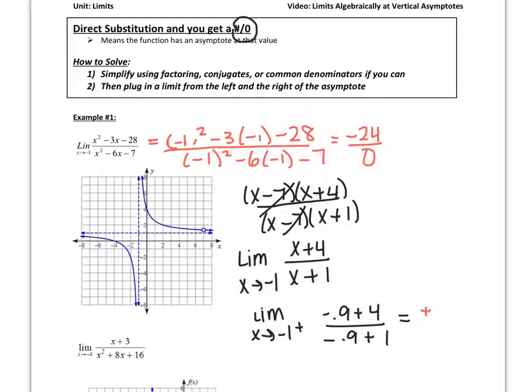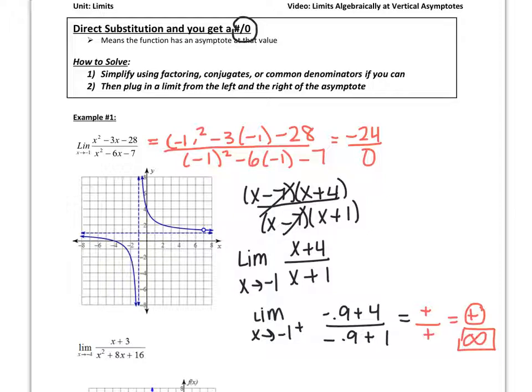So we don't care what that number is, we just care that it's positive or negative. A positive divided by a positive is a positive, which means that the limit as x approaches -1 from the right will approach positive infinity. Right? Because if we have a vertical asymptote, we really only have two answers that we could have. The answer could go to positive infinity or negative infinity.